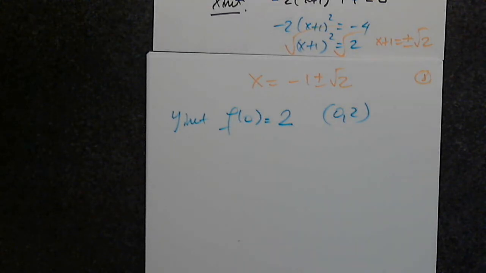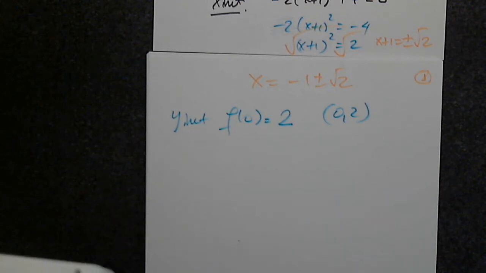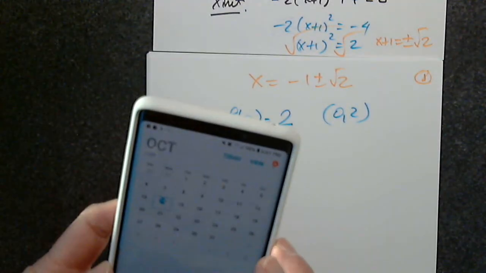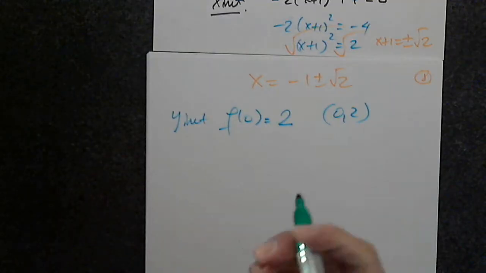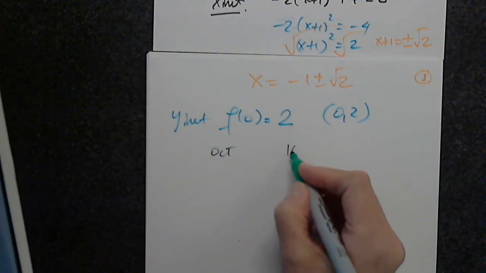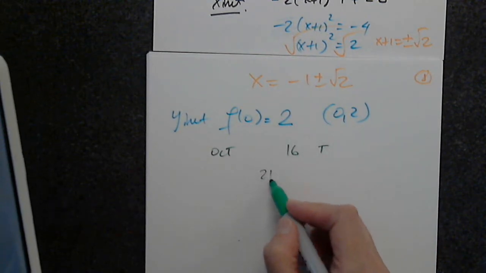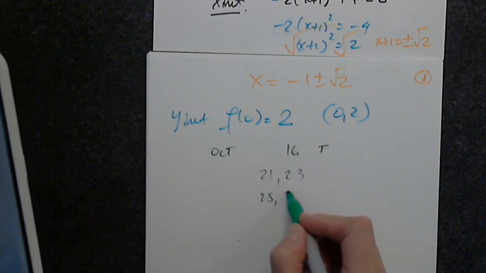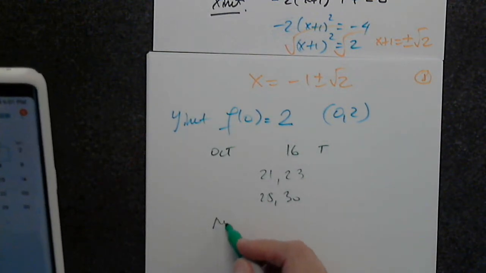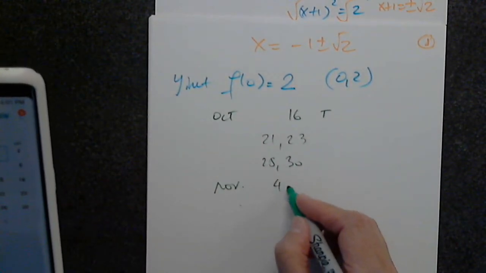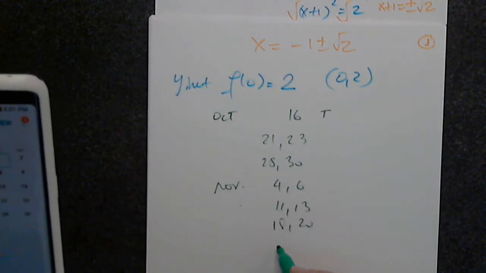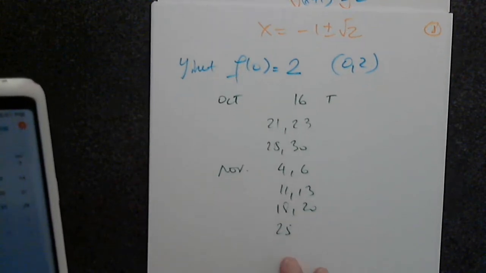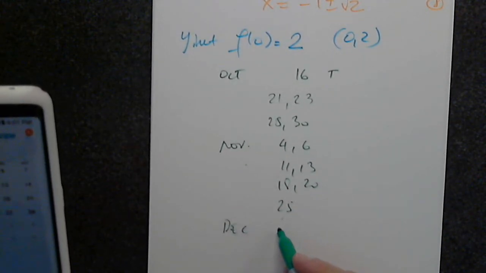I'm looking at my phone for a second. My apologies, I'm looking at the calendar just to make sure to let you know where we are. So in October, we have the 16th, which is a test. We have the 21st and 23rd, 28th and 30th. And now in November, we have 4 and 6, 11 and 13, 18 and 20, and 25. And I don't even want to talk about December, which is 2 and 4.